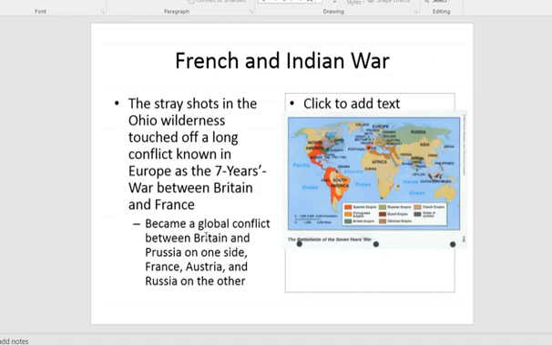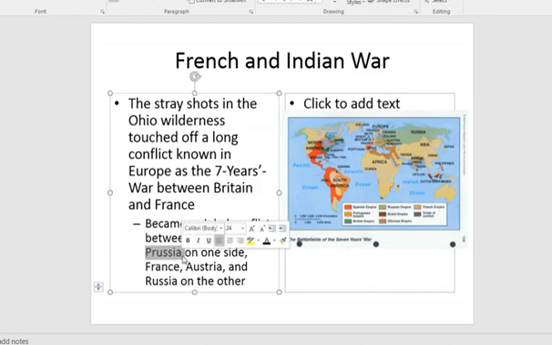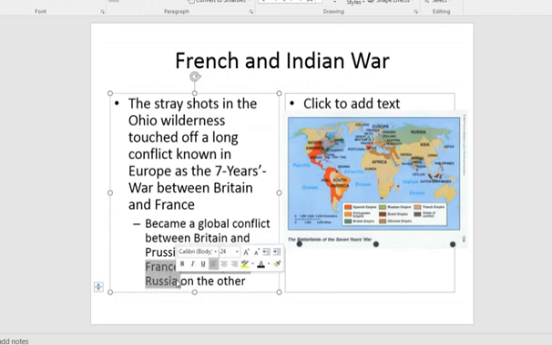Okay, and basically Britain is going to ally themselves with Prussia, who was the largest of the German states at the time, and then France, Austria, and Russia are going to ally together against them. Now, let's talk about it here. Here in the Americas, it is known as the French and Indian War because the French are allied with those Native American tribes. As we've seen, the Native Americans are not going to like British settlers. They're not going to like the Americans. Why? Because Americans are taking native land. They keep pushing them off.